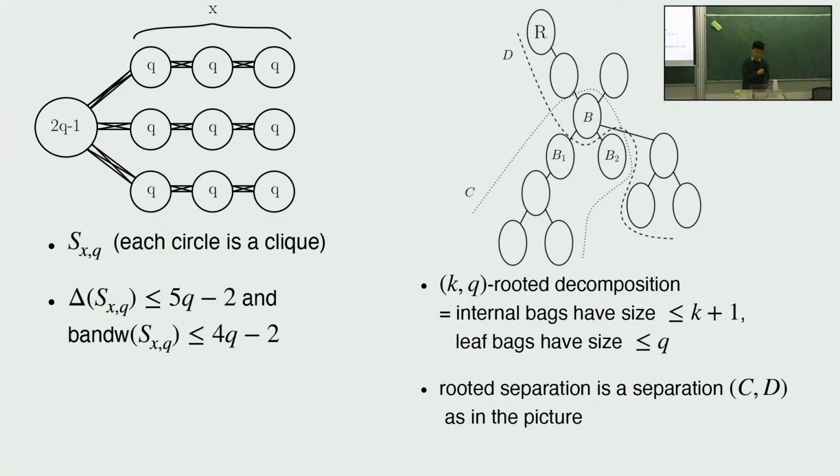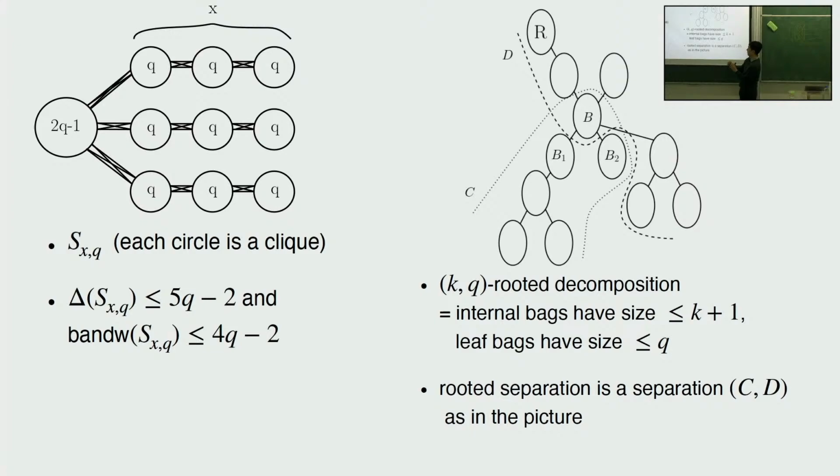And also, generally, we need a concept of a k-q rooted decomposition, where all the internal bags have a size at least k and at most k plus 1, as in the tree decomposition. But we just allow the leaf bags to have a size at most q. So q is a bigger number than k plus 1. So q corresponds to the neighborhood complexity for the union of three internal bags.